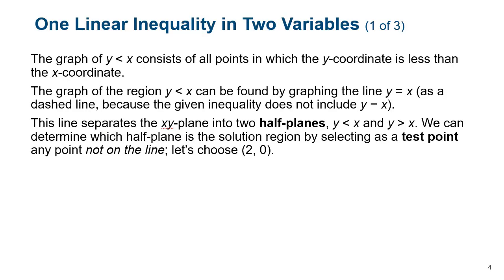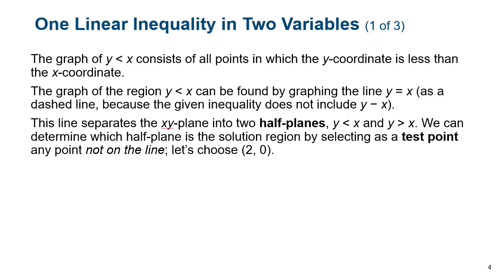So we know the graph of y less than x will consist of all points that have y coordinates that are less than the x coordinate. And the graph of the region y less than x can be found by just graphing the line y equals x. You graph it as a dashed line because the inequality is a strict inequality, right? It's not a less than or equal to. And then that line separates the xy plane into two planes. You can think of it like two halves, where y is less than x and y is greater than x.